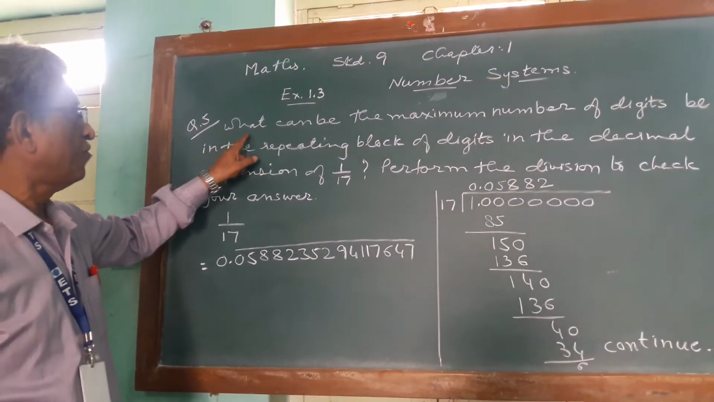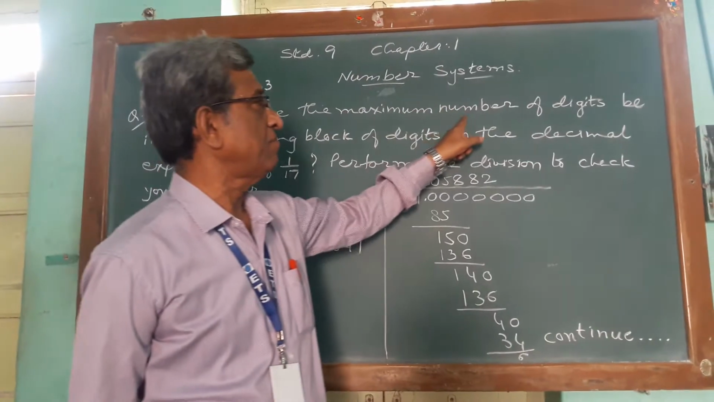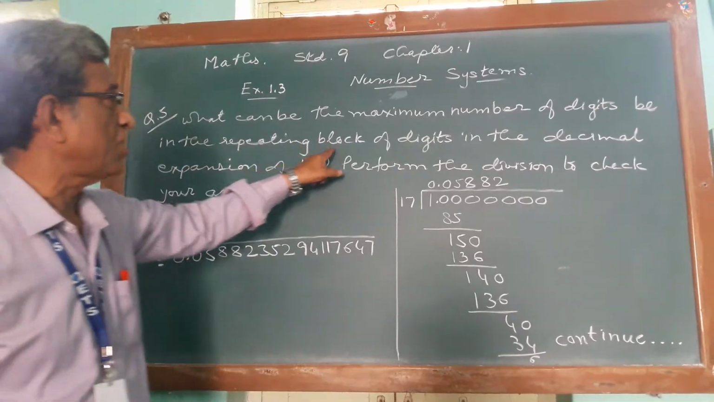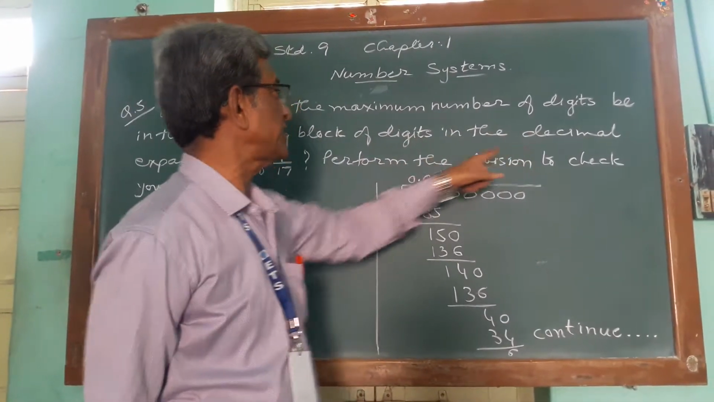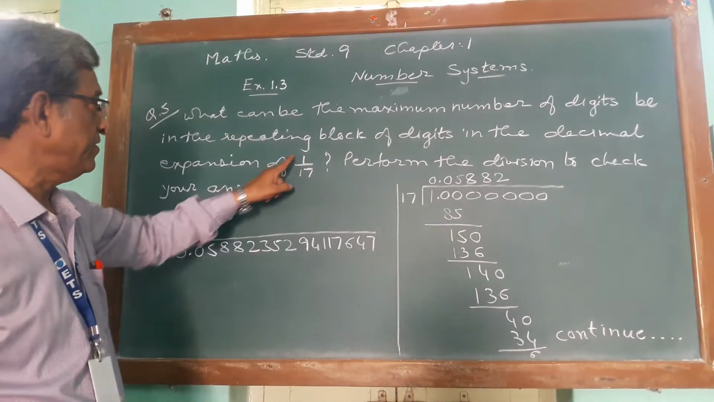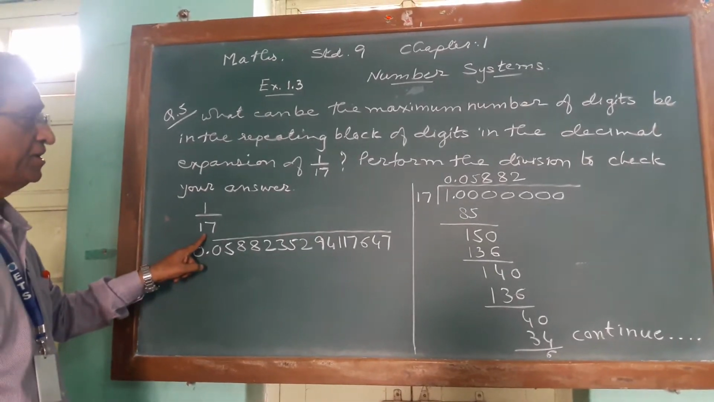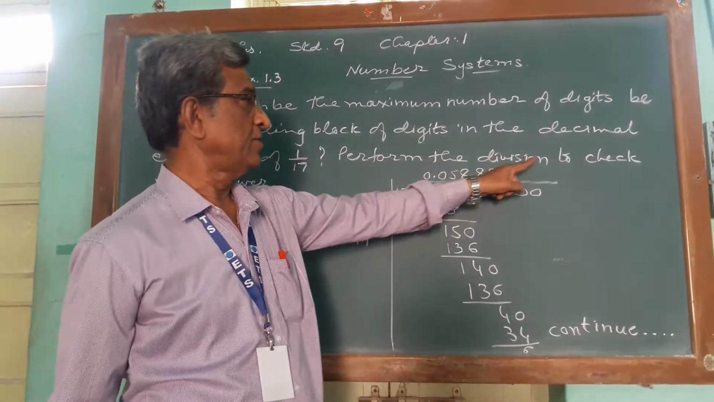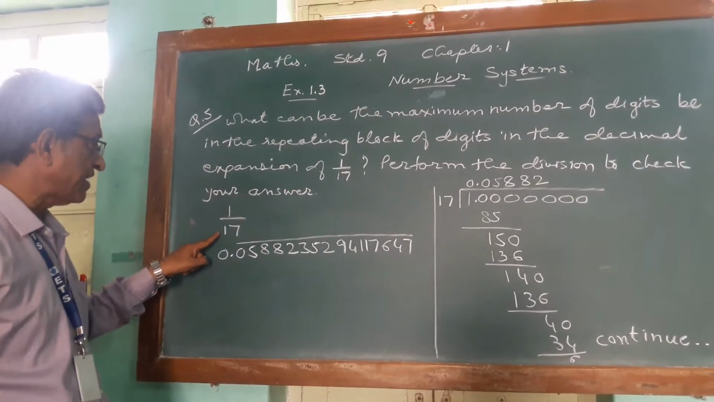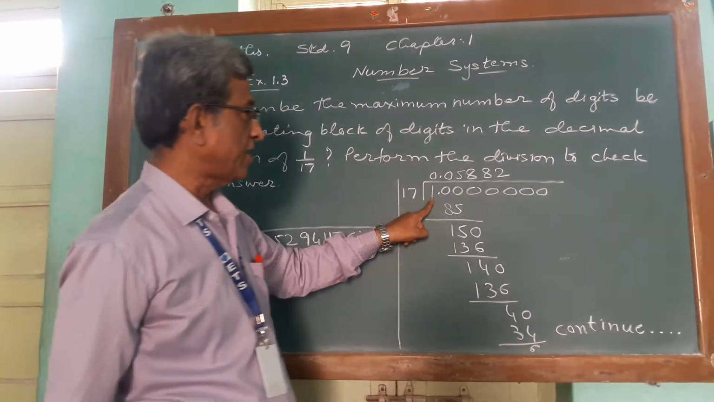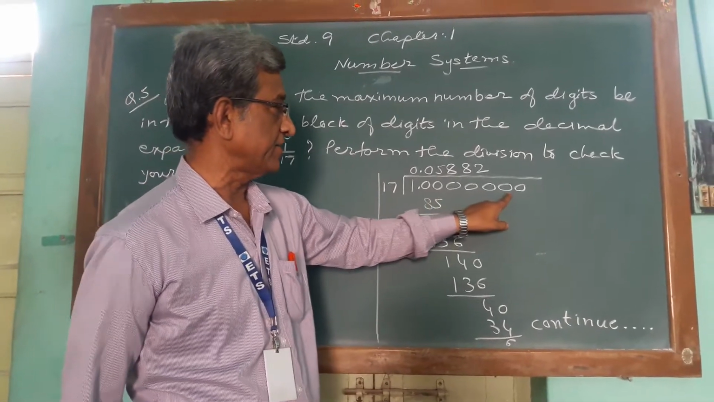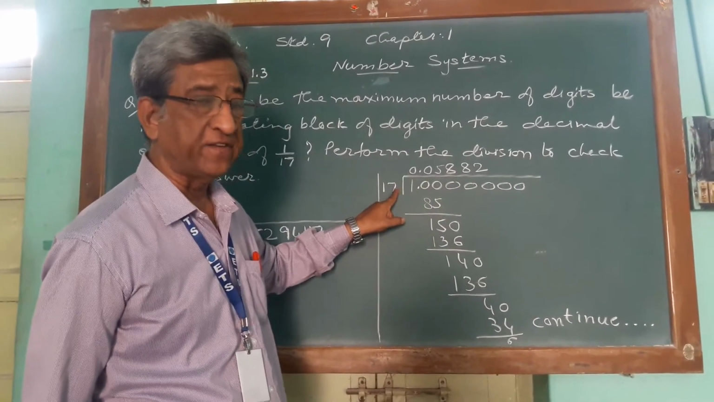Question 5. What can be the maximum number of digits in the repeating block of the digits in the decimal expansion of 1 upon 17? Means you have to divide 1 by 17. Perform the division to check your answer. So if we divide 1 by 17, put as many zeros as you require and carry on the regular division.